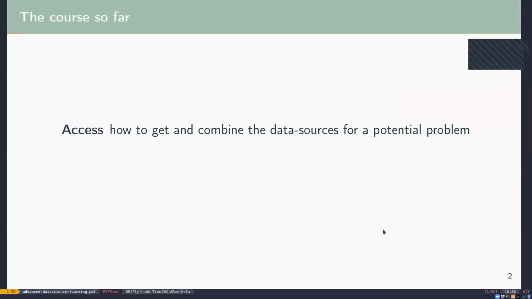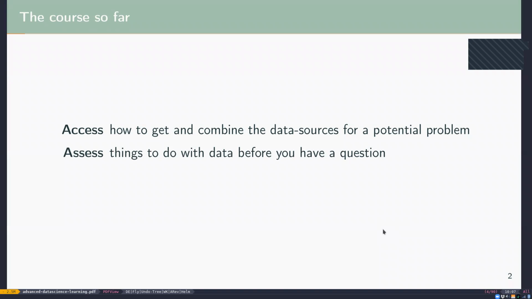The things we've really talked about are these 3 A's. The first thing Neil talked about a lot was how do we get to a setting where we combine lots of different data sources, how do we acquire data and so forth. Then the assess stage: what are the things that we have to think about, because if we don't think about them, really bad stuff can happen? What can we do with the data before we know what we're going to answer?